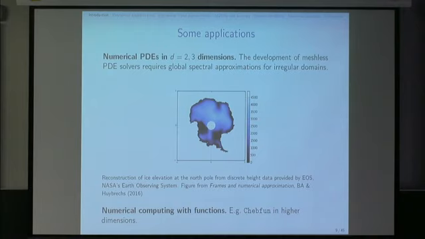If we want to solve numerical PDEs in 2 or 3 dimensions, suppose we want a completely meshless solver that's spectrally accurate. Well, it's not clear how to do that, and it's not clear how to do that without being able to very carefully parametrize the boundary of your domain in particular. And for instance, if you're interested in numerical computing with functions, things like Chebfun, the question of how you extend things like Chebfun to irregular domains in 2 or more dimensions is completely open.